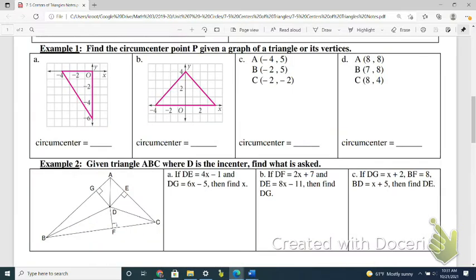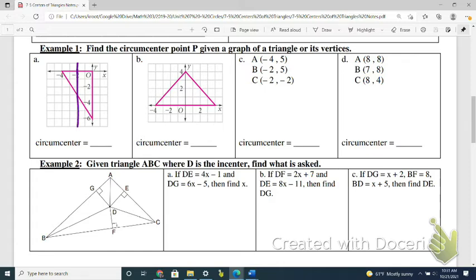So if I look at 1, it says find the circumcenter point P given a graph of a triangle or its vertices. So when I see the graph, I can find the circumcenter. So I take the perpendicular bisector. So I'm going to take this horizontal line. It goes from 0 to -4. So halfway in between is -2. And perpendicular to a horizontal line is a vertical line. So I'm going to draw a vertical line at x equals -2.